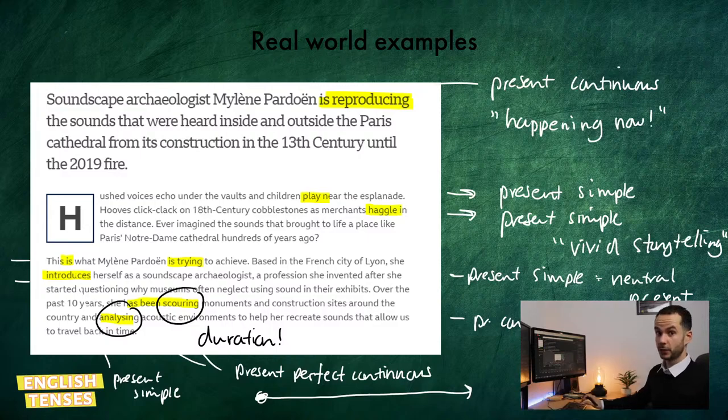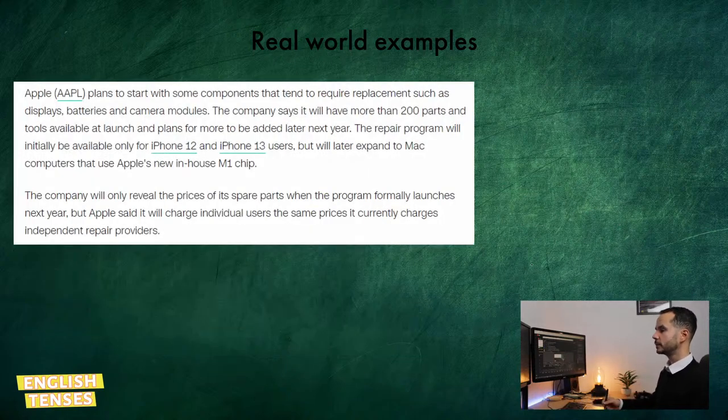Let's check our next example. "Apple plans," which is present simple, "to start with some components that tend to require replacements, such as displays, batteries, and camera modules." This is about an article that says that Apple is going to give consumers the opportunity to replace their own parts of their iPhones. "The company says it will have more than 200 parts and tools available at launch and plans for more to be added next year. The repair program will initially be available only for iPhone 12 and iPhone 13 users, but will later expand to Mac computers that use Apple's new in-house M1 chip."